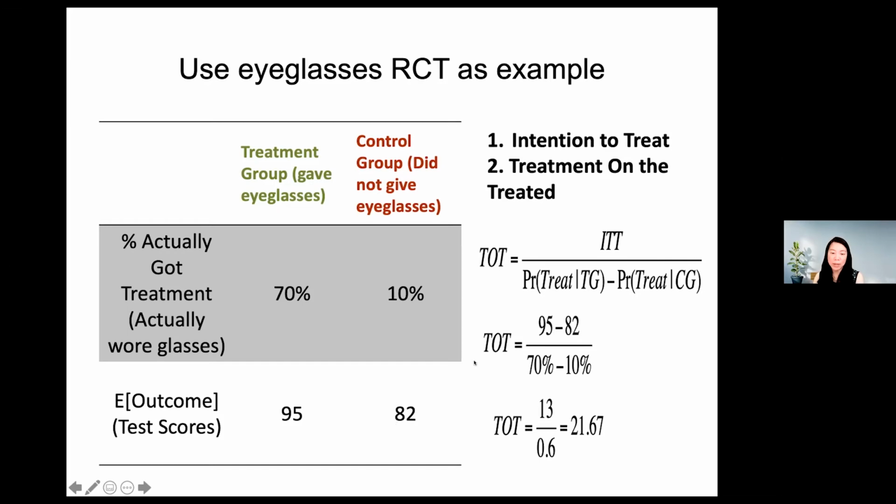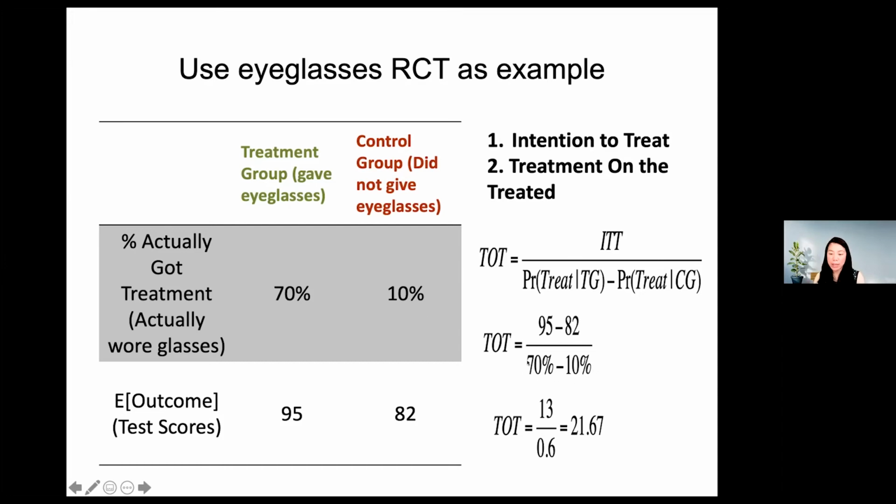So how do we get the treatment on the treated, the TOT? We also figure out the probability of take-up rate. Basically, it is the percentage of the students who actually got the treatment. In the treatment group, because we give glasses to everyone, the take-up is higher, say 70%. And for the control group, the students who actually got eyeglasses on their own is only 10%.